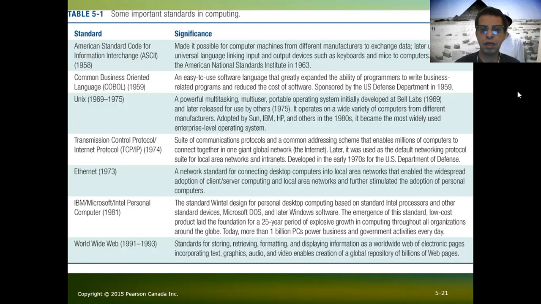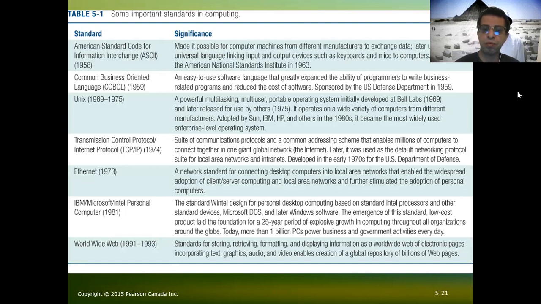And it is an easy to use software language that greatly expanded the ability of programming to write business related programs and reduce the cost of the software. And it was sponsored by the US Defense in 1959. And then you had something called Unix, and then Linux came in, 1969 to 1975.